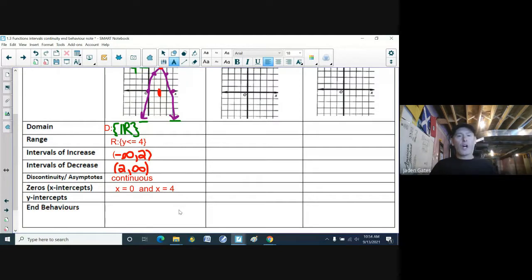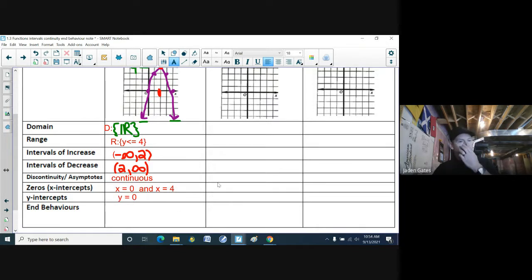Y-intercepts, again, that's when we're talking about where it hits the y-axis. Well, up here it does. It hits at 0. So throw that in there: y equals 0. That's one spot. There we go. That's our y value when it hits the y-axis. See if we can move that.